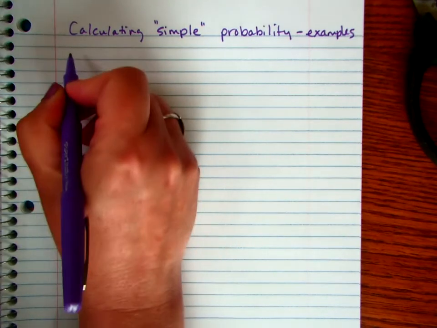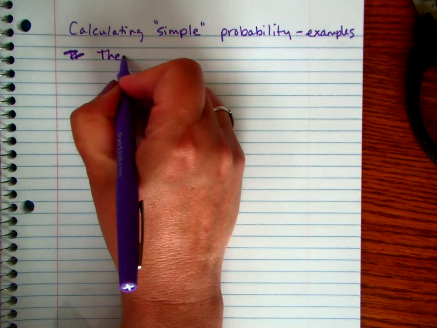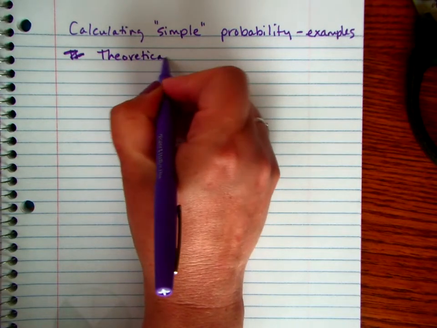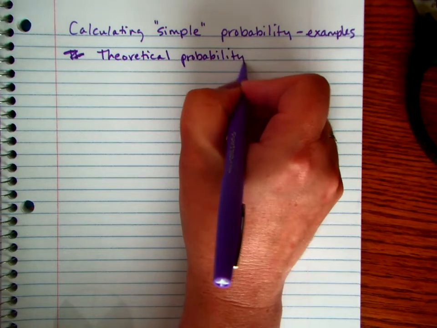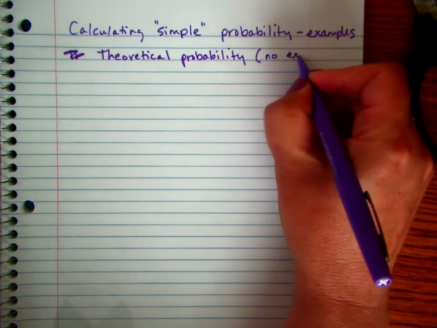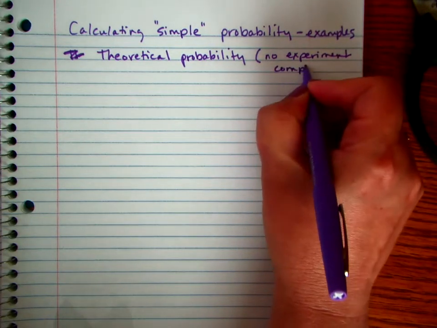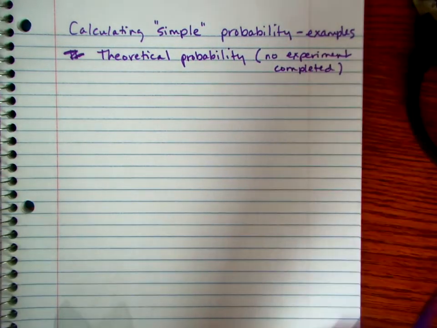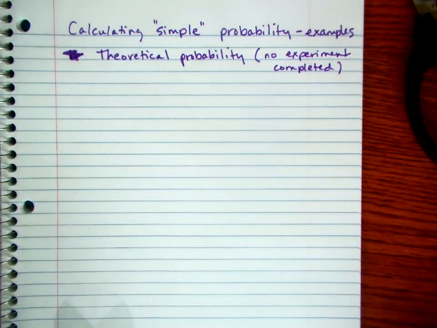So this is all going to be theoretical probability. So in this case, we didn't have an actual experiment done. Okay, so we're not using an experimental procedure or experimental process to determine the probability.